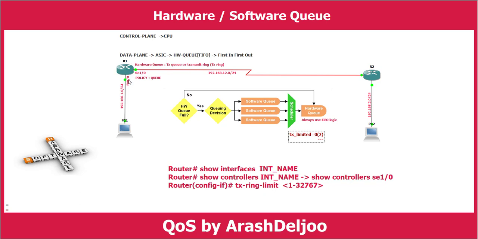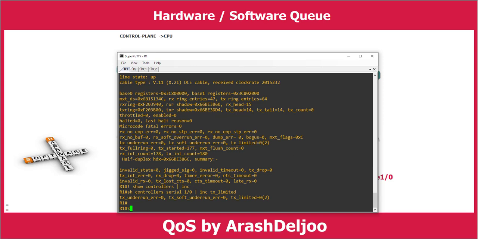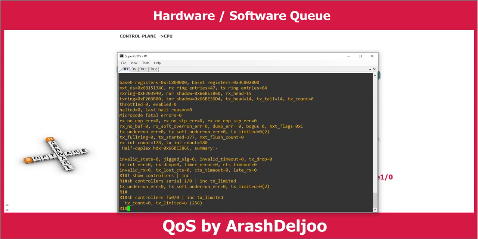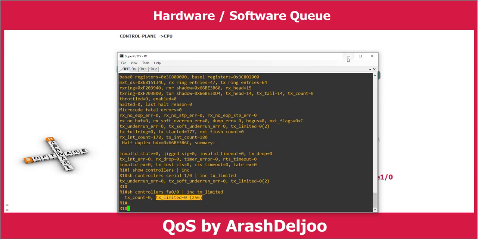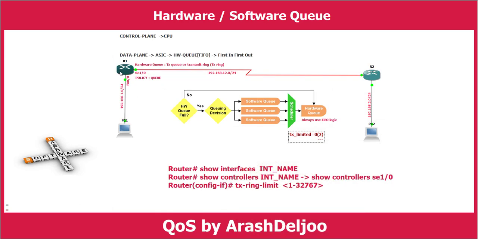Also, let me show you the length of the hardware queue on the R1 interface FastEthernet 0/0. If you want, you can again use show controllers, now for FastEthernet 0/0, and then include TX limited. Here, as you can see, we have a hardware queue with a length of 256. You know that FastEthernet 0/0 has 100 megabits per second of bandwidth.